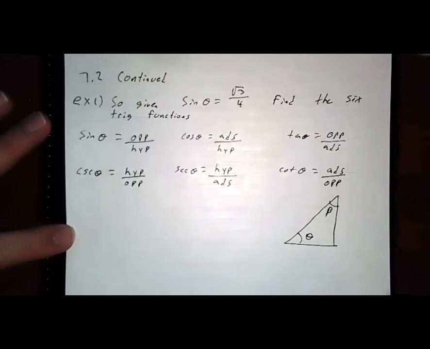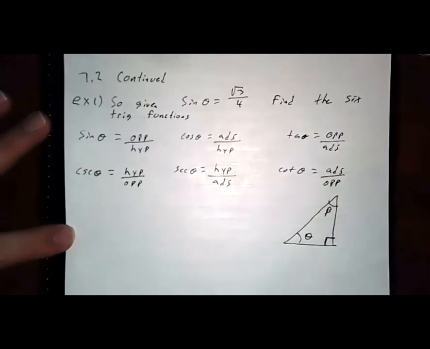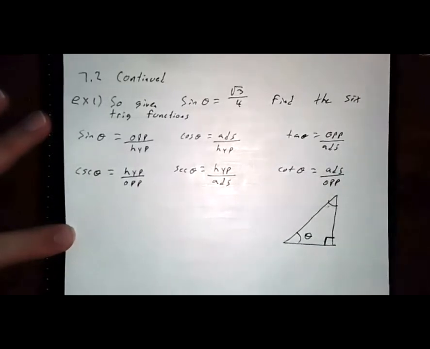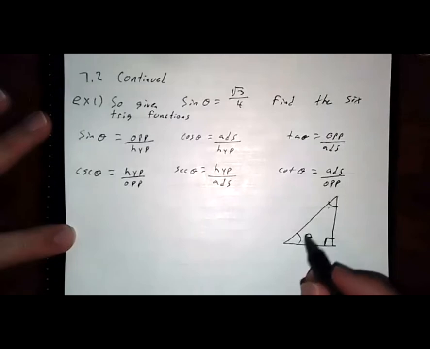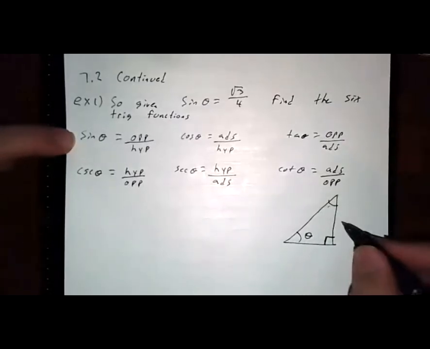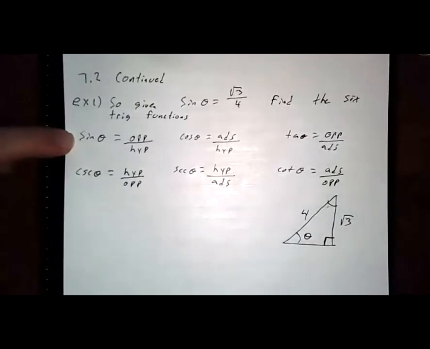Of course, we cannot decide this one because that's a right angle. That's already given. But you see what I'm saying? When we say opposite, we mean opposite to the angle we're talking about. Here we're talking about theta. So the opposite would be root 3 over 4, right? Hypotenuse. Use the Pythagorean theorem to find the missing side.